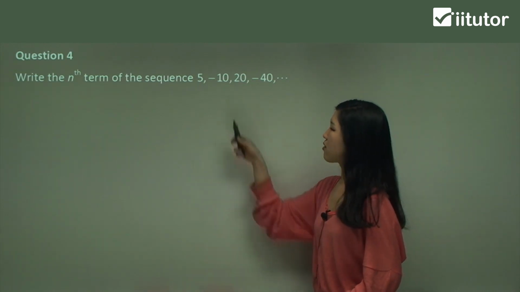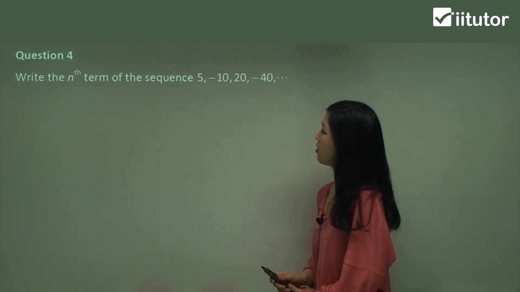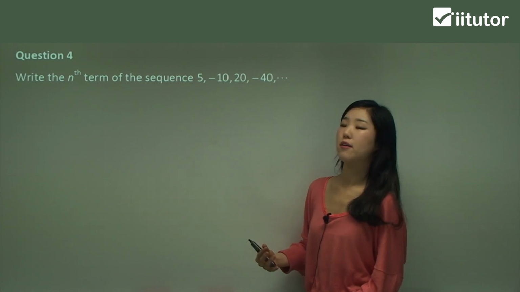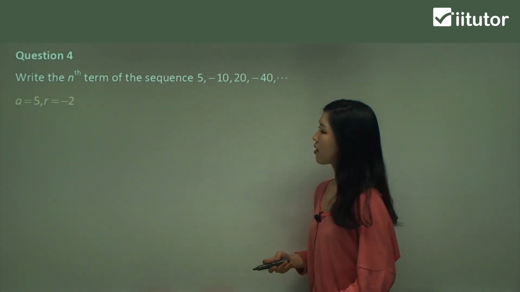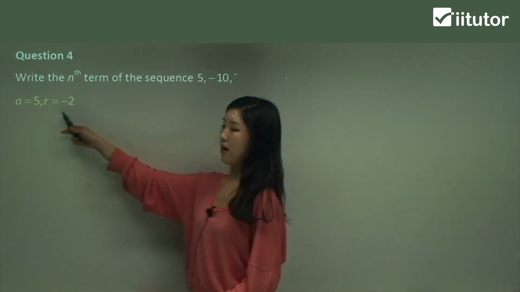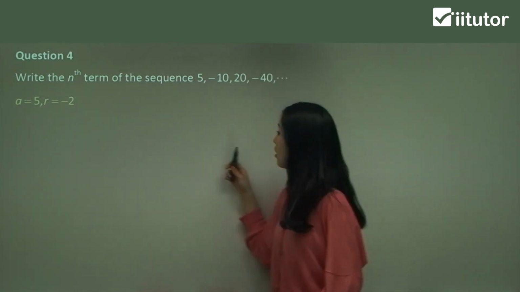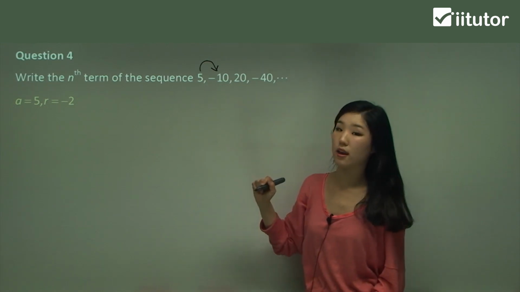Okay, this time we've got negative numbers, so maybe you're kind of wondering what we should do. Basically, we're still going to do the same thing, find A and find R. Okay, find the first term and the common ratio. So again, A is going to be 5, which is the first one on the list, so that's pretty easy to find. Now R is going to be negative 2. Have a look guys, 5 times what makes negative 10?